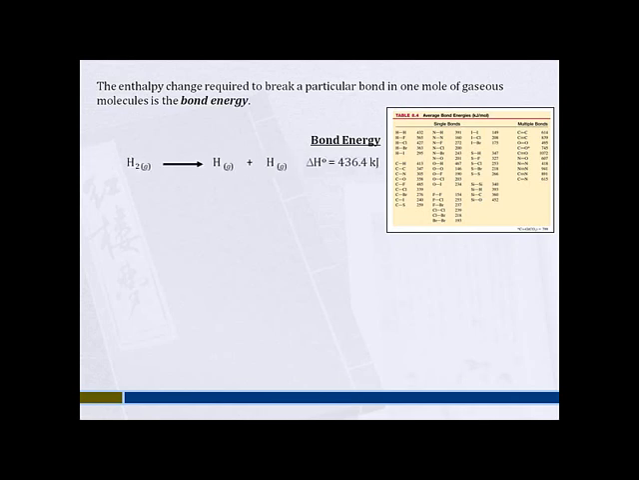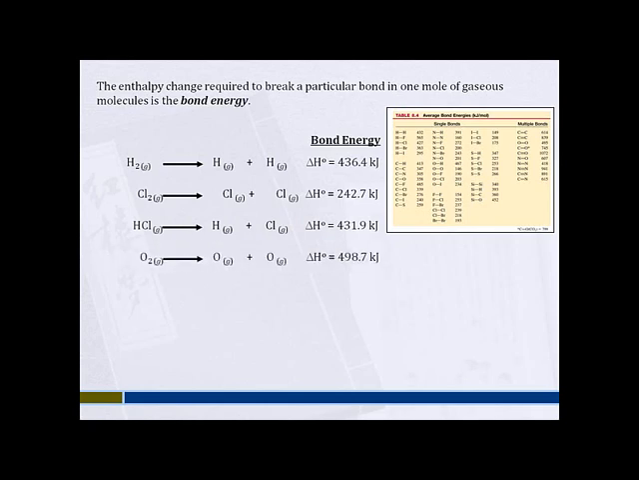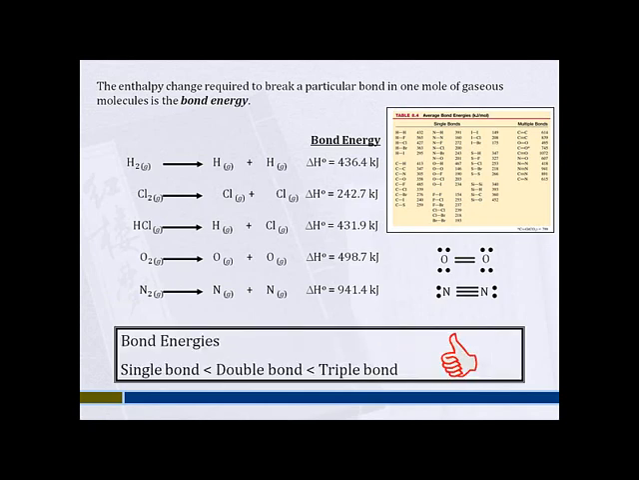If you were to break hydrogen into two hydrogen radicals, you would end up with a requirement of 436.4 kilojoules. Chlorine, HCl, you see they all have sort of different values. Now, oxygen is a double bond, and you'll notice that that's a little bit higher value than the single bond. And in the case of nitrogen, where it's breaking a triple bond, it's even higher. And so in general, a single bond is less energy than a double is less energy than a triple. And so triple bonds are high energy bonds.